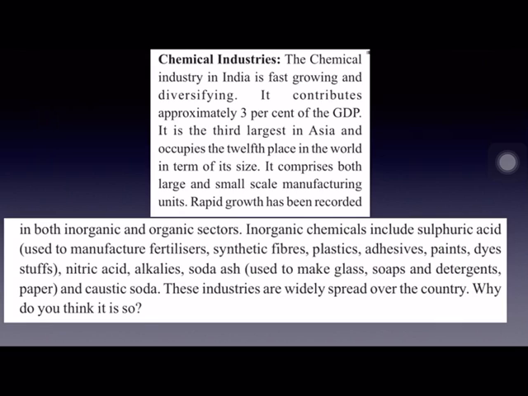There are 2 types of chemicals, inorganic chemicals and organic chemicals. Inorganic chemicals include sulfuric acid, which is used to manufacture fertilizers, synthetic fibers, plastics, paints, dyes, etc. Nitric acid, alkalis and soda ash, which is used to make glass, soaps and detergents and paper, and caustic soda are also included. And these industries are widely spread over the country.